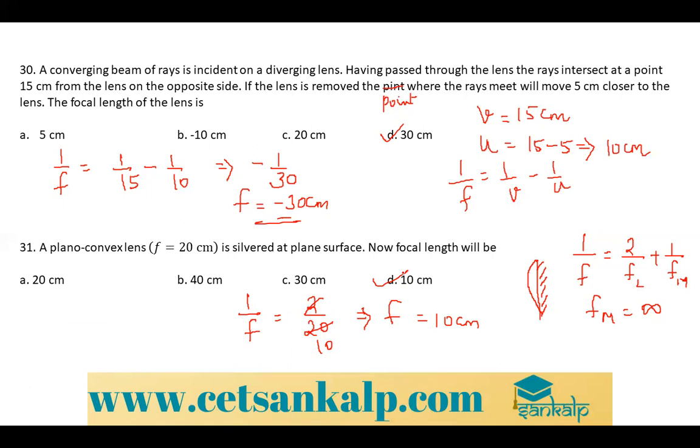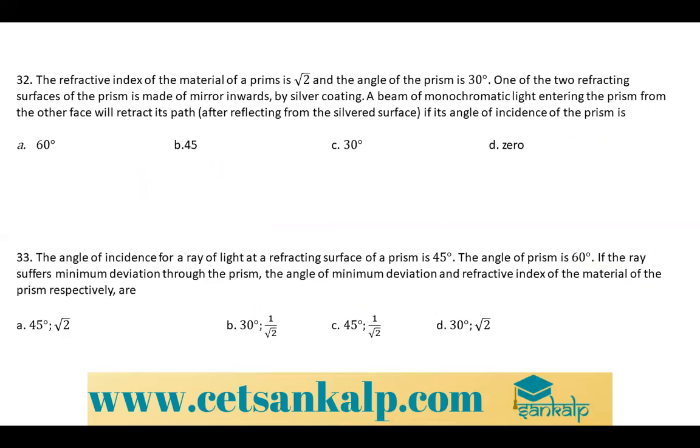ಅರ್ಥ ಆಯ್ತಾ? ಆ 1 by f is equal to 2 ಅದು ಯಾವಾಗ ಅಂದರೆ ಈ ಪ್ಲೇನೋ ಕಾನ್ವೆಕ್ಸ್ ಇದ್ದಾಗ ಅದರಲ್ಲಿ ಒಂದು ಪಾರ್ಟ್ ಸಿಲ್ವರ್ಡ್ ಆಗಿದ್ರೆ ಸೊ ಅದೇನು ಮಿರರ್ ಆಗಿ ರೆಫರ್ ಆಗಿರುತ್ತೆ. ಸೊ ಅವಾಗ ಫಾರ್ಮುಲಾ ಬಂದು 1 by f is equal to 2 divided by fl plus 1 by fm. ಸೊ fm is infinity ಆಗುತ್ತೆ, ಫೋಕಲ್ ಲೆಂತ್ ಆಫ್ ಪ್ಲೇನ್ ಮಿರರ್ ಇಸ್ ಇನ್ಫಿನಿಟಿ ಆಗಿರುತ್ತೆ. ಅದನ್ನು ಸಬ್ಸ್ಟಿಟ್ಯೂಟ್ ಮಾಡಿ ಸಿಂಪ್ಲಿಫೈ ಮಾಡಿದಾಗ you will get the focal length as 10 centimeter. Right.